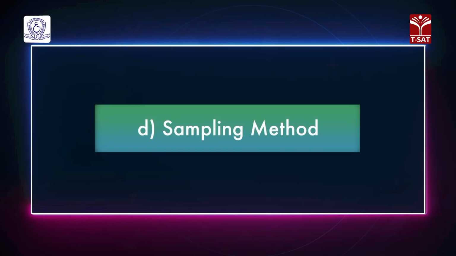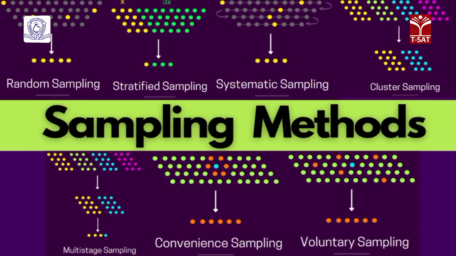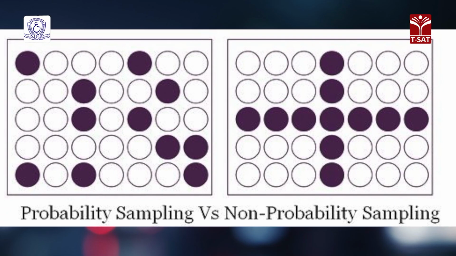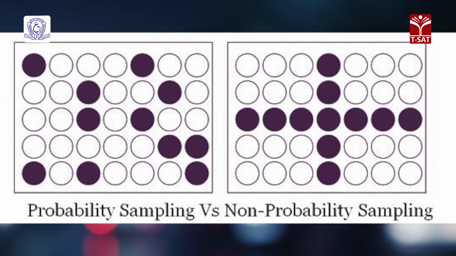Sampling method. The sampling method outlines the way in which the sample units are to be selected. The choice of the sampling method is influenced by the objectives of the research, availability of financial resources, time constraints, and the nature of the problem to be investigated. All sampling methods can be grouped under two distinct heads, that is, probability and non-probability sampling.